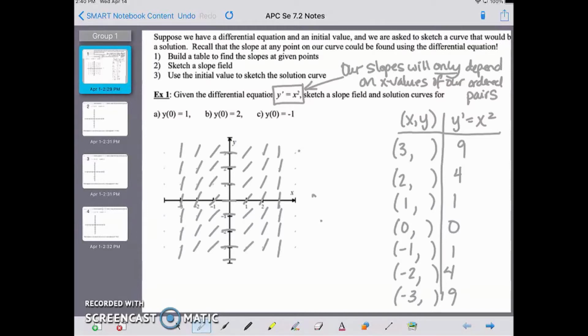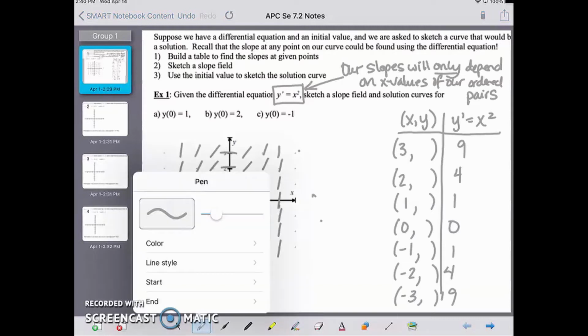Okay, so I've sketched my slope field. So now I can actually use my initial values to sketch the different possible solution curves. So at this point, you're probably going to want to grab 3 different colors, either pens or colored pencils or markers or highlighters, something like that, because we want to be able to differentiate these 3 functions.